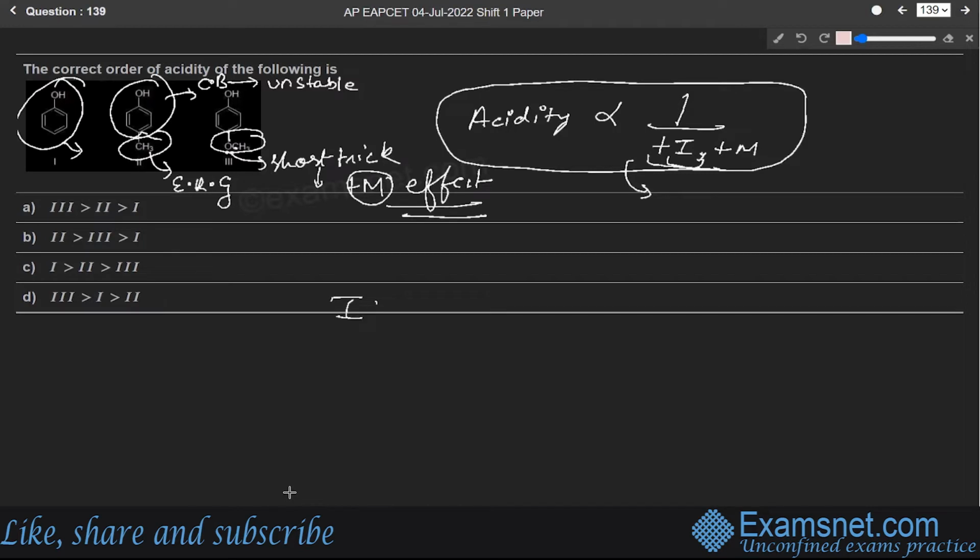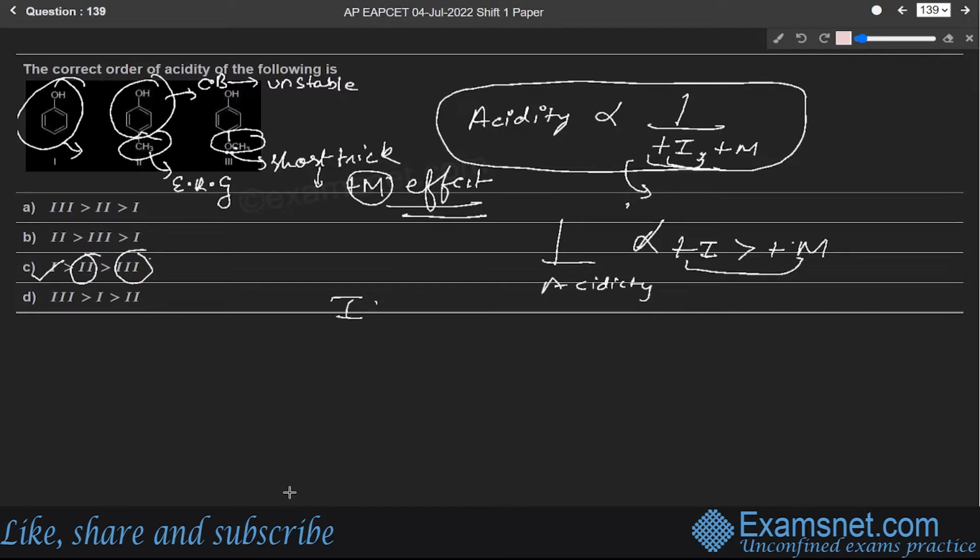Now let's talk about +I. +I is more dominating than +M, and that is inversely proportional to acidity. So with +I, CH3 is making it unstable. Then second would be this, and then third, because third is at the back, as I told you +I is more dominating than +M. Both are decreasing our acidity, but still the order goes in this way. So C is the correct option.